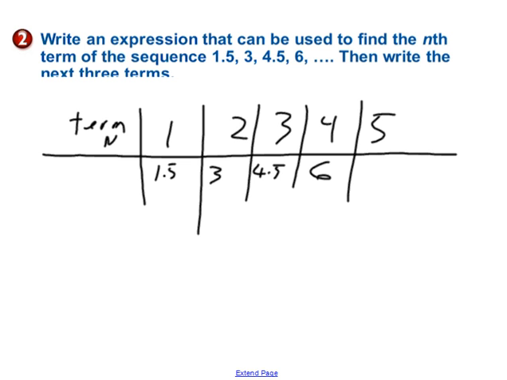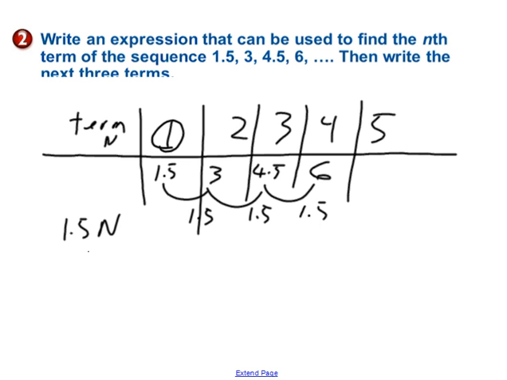Well, as I look at this, I can see the difference between here and here is 1.5. The difference from here to here is 1.5. From here to here is 1.5. I'm going to predict that there's going to be something about 1.5 times the term n. If I take the term 1 and plug it in, I get 1.5 times 1, so that works for the first statement. If I plug in 2, 2 times 1.5 becomes 3. 3 times 1.5, it looks like my equation is going to work. So my equation here is 1.5 times n.